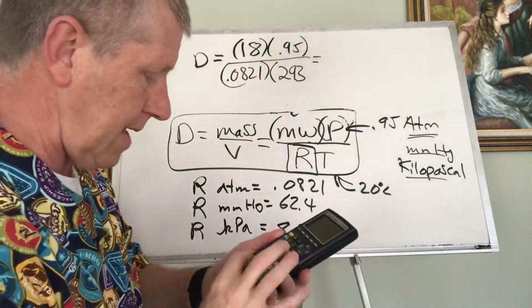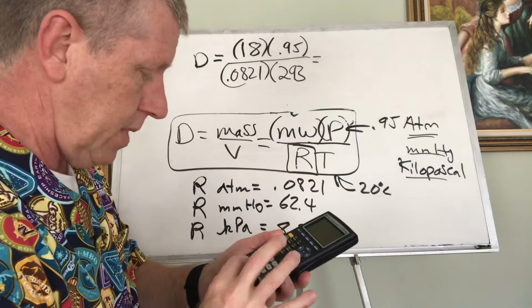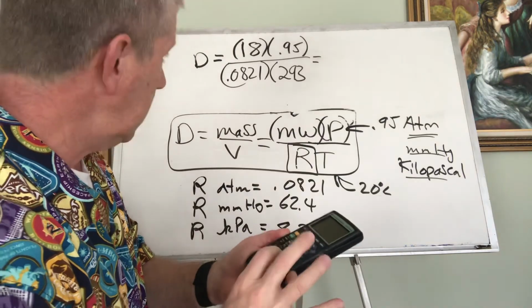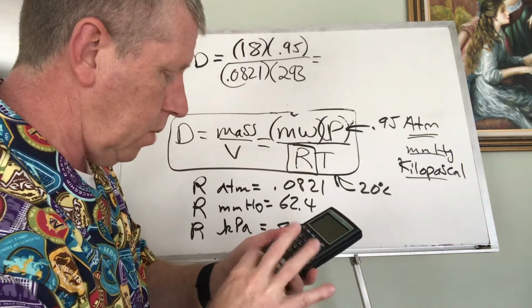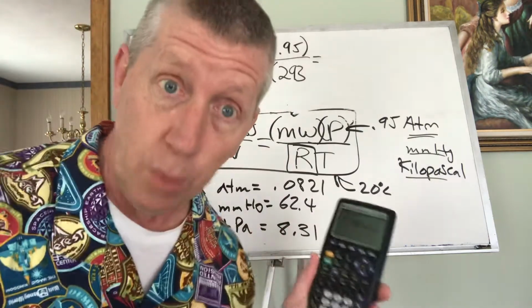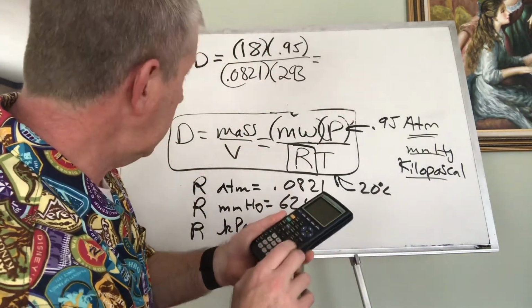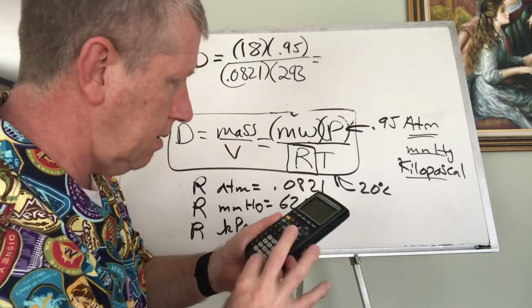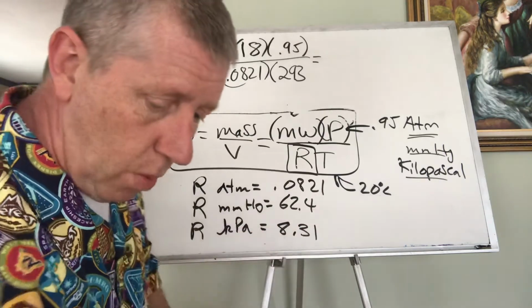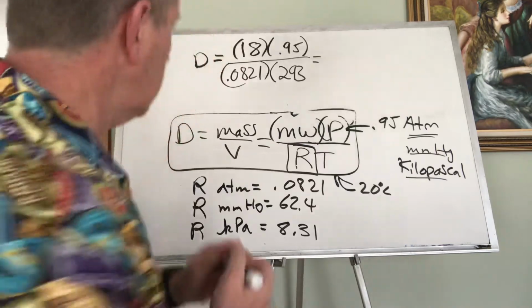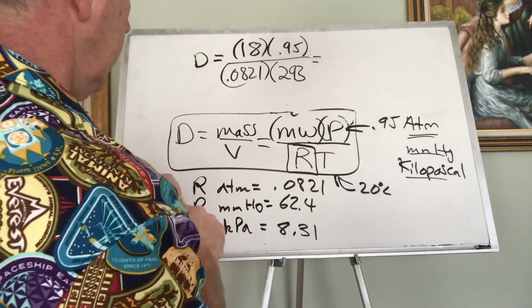Okay, here we go. 18 times 0.95 divided by 0.0821. Are you working along at home, kids? Good. Divided by 293. That comes out to be 0.71. Okay, 0.71.